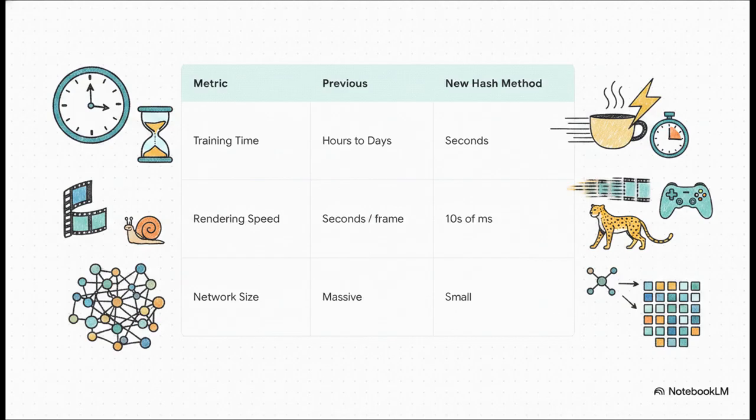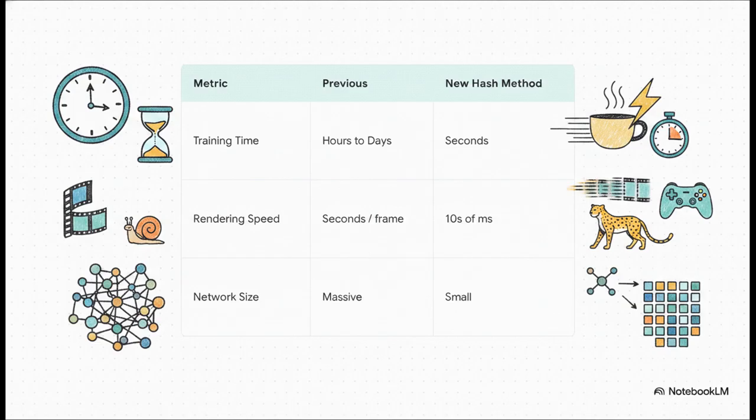Across all these datasets, look at the training time. Previous methods required hours, sometimes days, to optimize a single scene. The new hash encoding method drops that to a matter of seconds. A process that used to run overnight now finishes before you can even take a sip of your coffee.